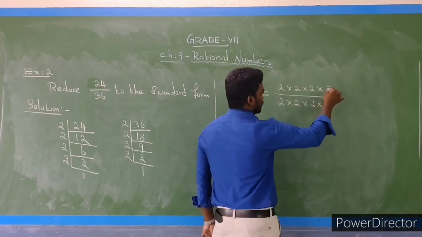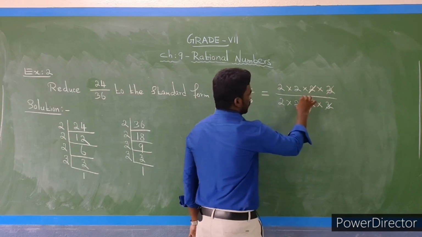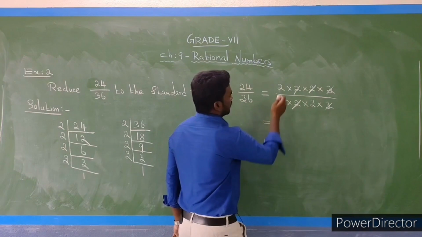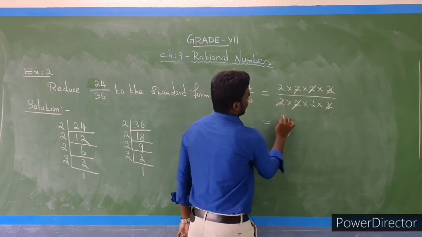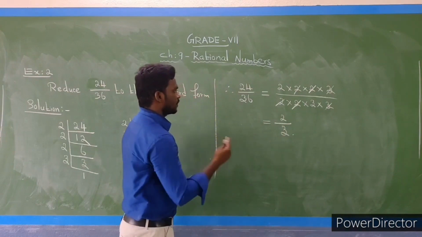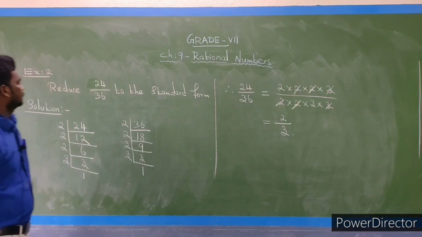So we can cancel the same numbers in the numerator and denominator. 3 and 3 cancel. Here this 2 and 2 cancel. This 2 and 2 also cancel. So what is the remaining number for the numerator? 2. And the remaining value for the denominator is 3. So the standard form of 24 by 36 is 2 divided by 3.